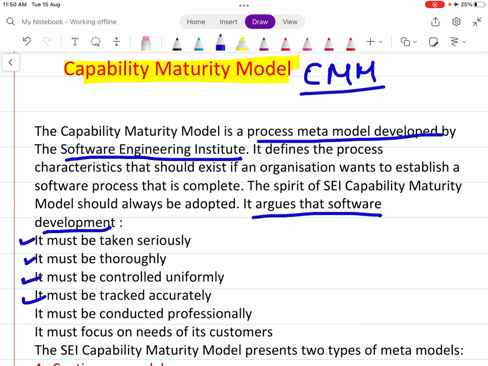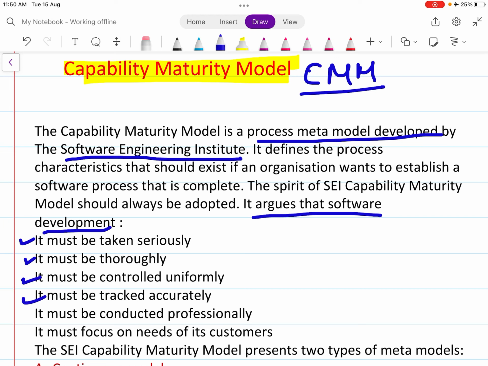Software development should always be taken seriously. It must be thoroughly done. It must be controlled uniformly. It must be tracked accurately. It must be conducted professionally. It must focus on the needs of the customer.